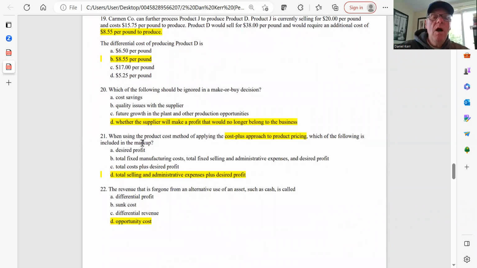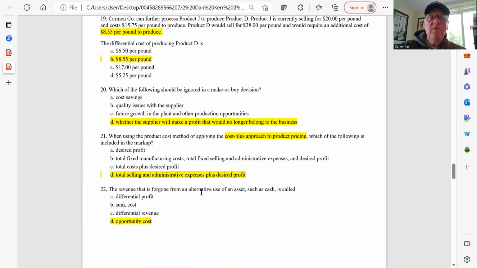Okay, 21. When using the product cost method, applying the cost-plus approach to pricing, well, when you use cost-plus pricing to determine your markup, you consider the total selling and administrative expenses plus the desired profit margin. So that's part of the pricing formula on the cost-plus approach to product pricing.